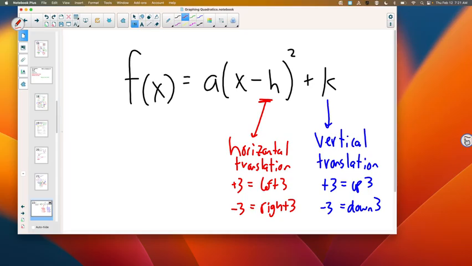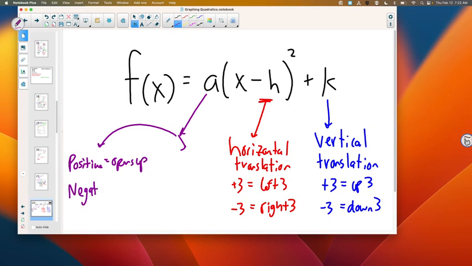Okay? And the thing we haven't gone over yet is A. And we will do that, I think, tomorrow, when I get back tomorrow. And it has 2 parts. So I'll just introduce 2 parts. If it's positive, then it opens up. If it's negative, then it opens down. Opens up and opens down is different than a vertical translation of moving up and down, okay? So that's one thing it does, positive or negative.